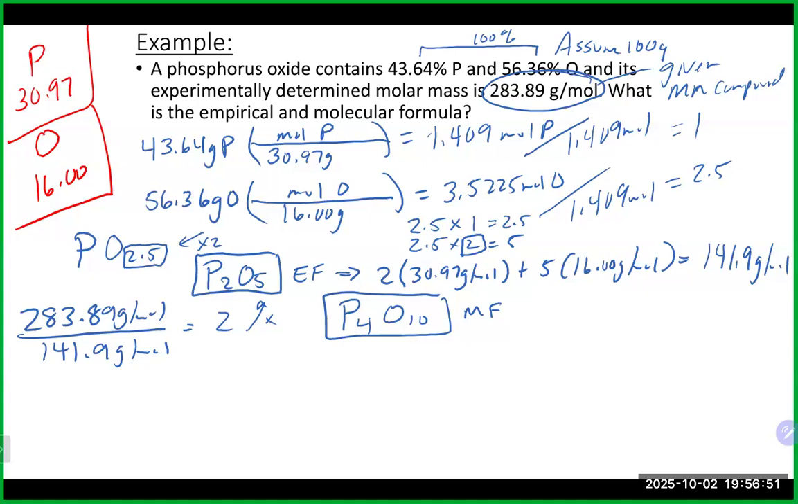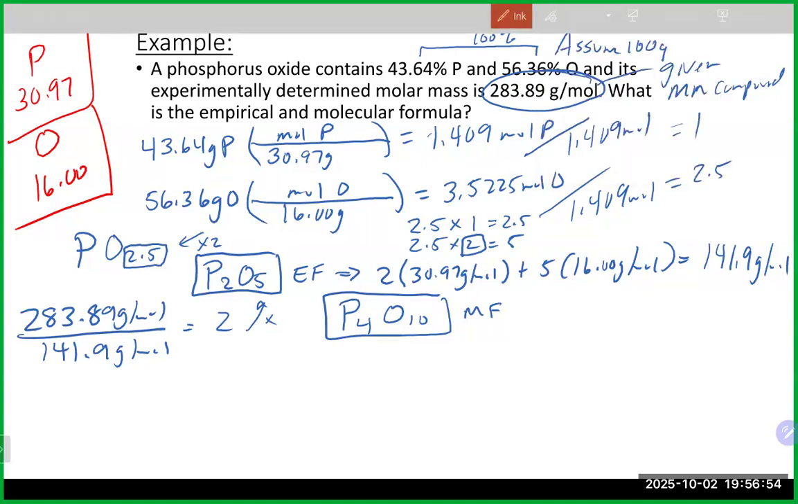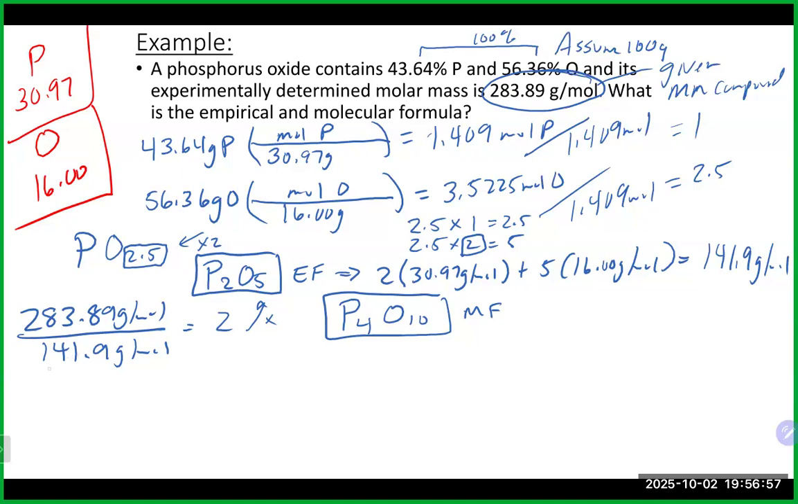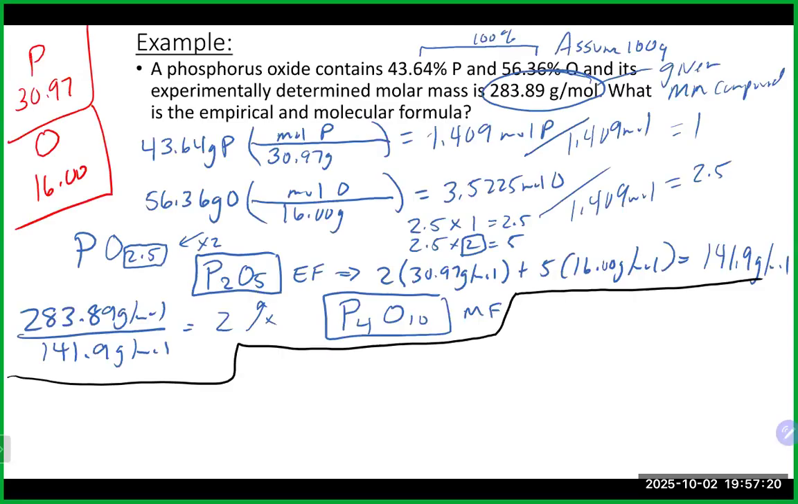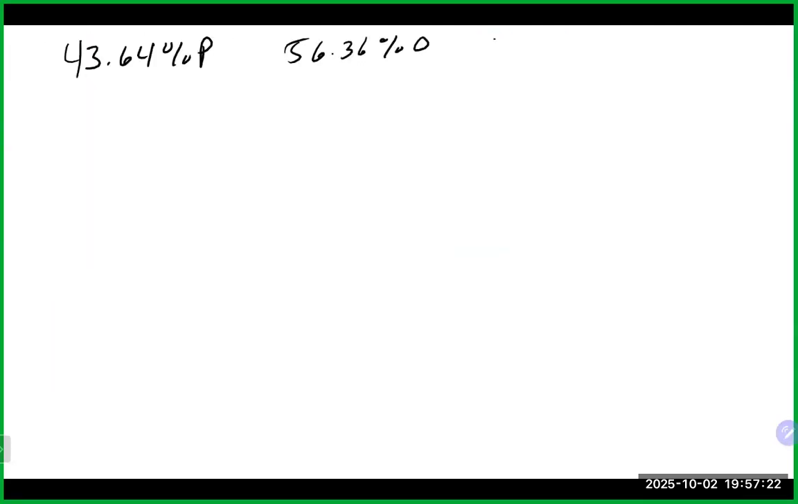Now, there is an alternative way that you could do this problem, especially since you are given the percent composition by mass. So an alternative move would be, flip the page, maybe 43.64. I'll do it over here. 43.64% phosphorus. We got 56.36% oxygen, and we were given the molar mass of 283.89 grams per mole.